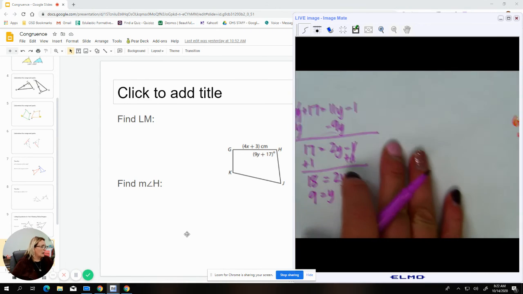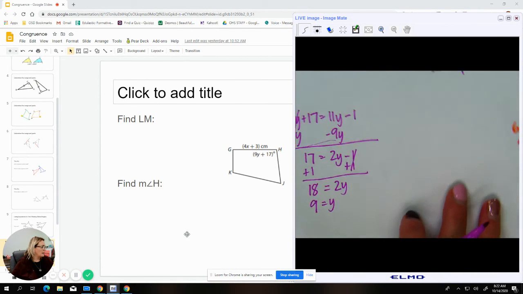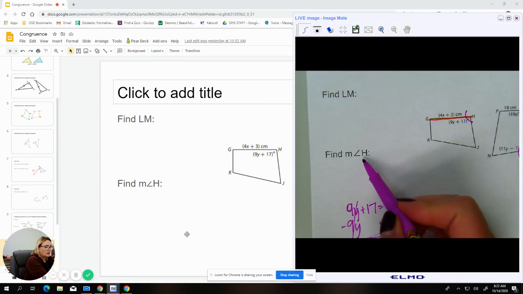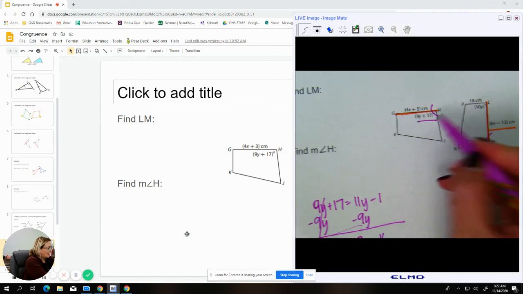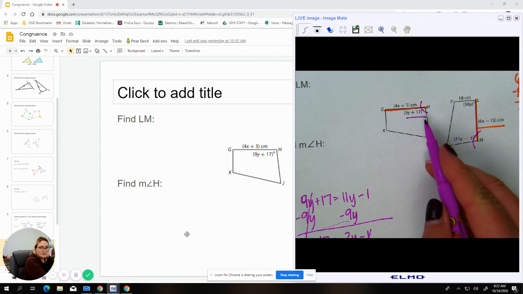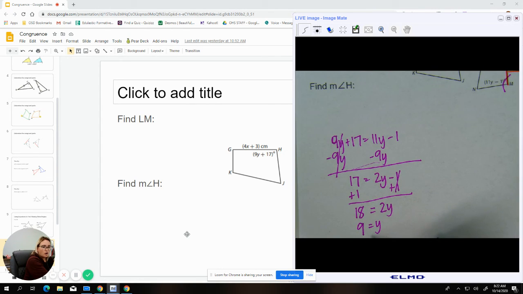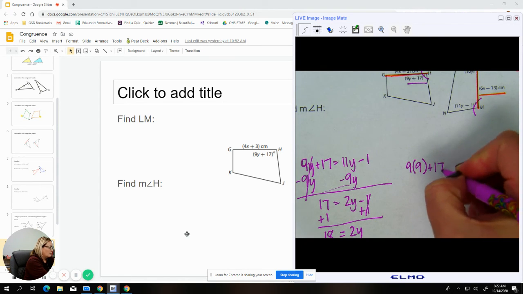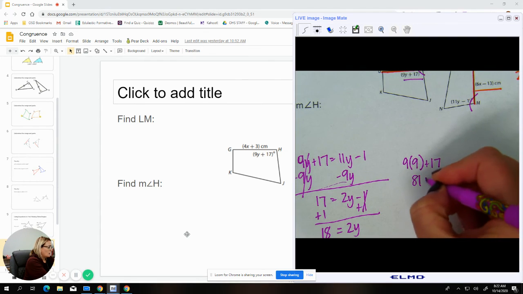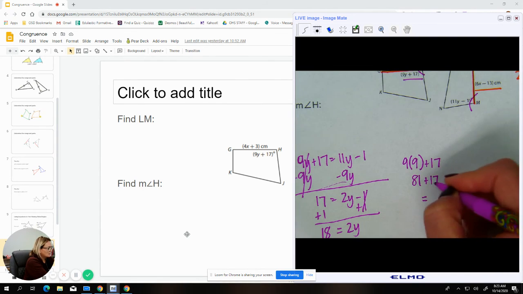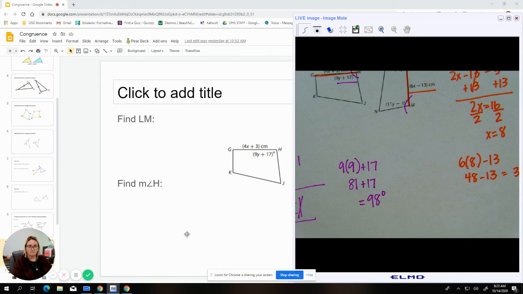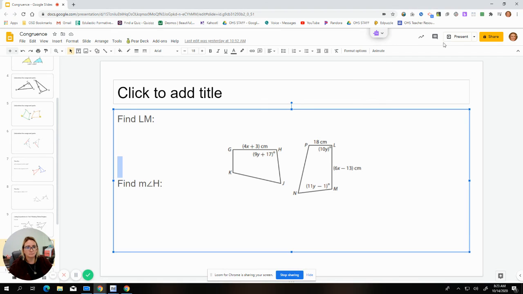Okay, so hopefully you got that y is equal to 9. But again, it didn't ask us for y. It actually asked us for the measure of angle H. So you'll notice that H was 9y plus 17, which means we need to take our y value and plug it in. So 9 times 9 plus 17, 81 plus 17, which tells us that our angle measure is 98 degrees. Okay, 98 degrees.